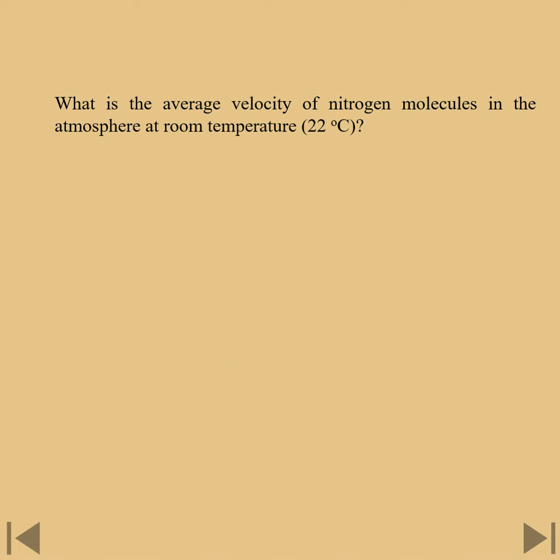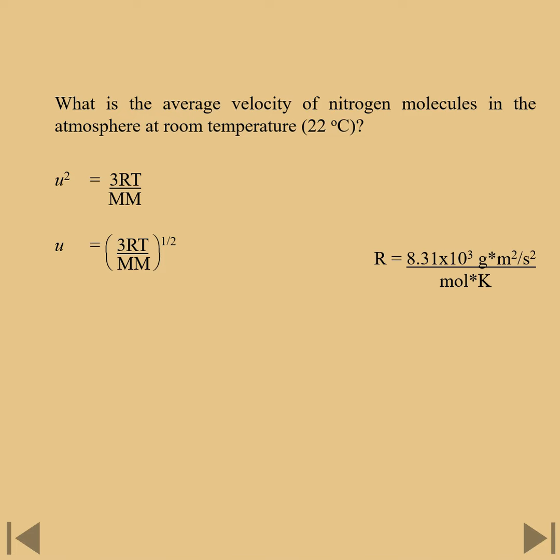I would remind you that at any time you can stop the video, do your own work, and then compare your work to mine. Okay, what is the average velocity of nitrogen molecules in the atmosphere at room temperature? Well, our primary equation is the velocity of the gas equation. The velocity squared is equal to 3RT over the molar mass. Let's take the square root of both sides. And now we do have the 3, the R, the T, and the molar mass, so we have everything that we need to plug in.